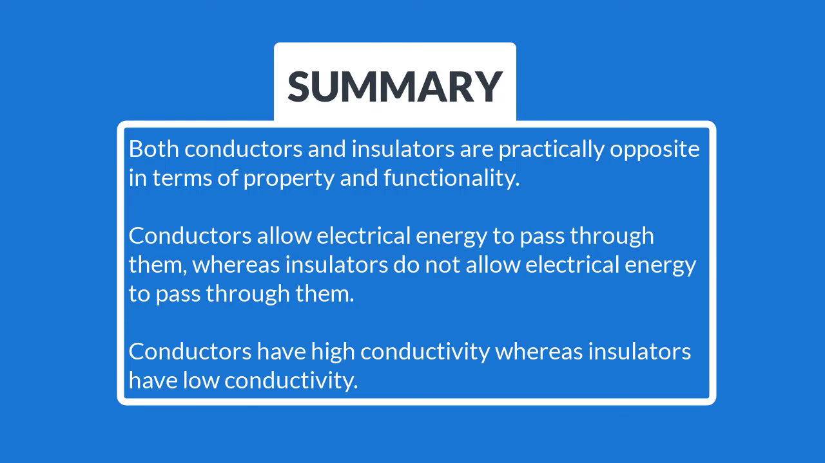To summarize all what has been said, both conductors and insulators are practically opposite in terms of property and functionality. The most common difference between the two is that while conductors allow free flow of electrons from one atom to another, insulators restrict free flow of electrons. Conductors allow electrical energy to pass through them, whereas insulators do not. Conductors have high conductivity, whereas insulators have low conductivity.